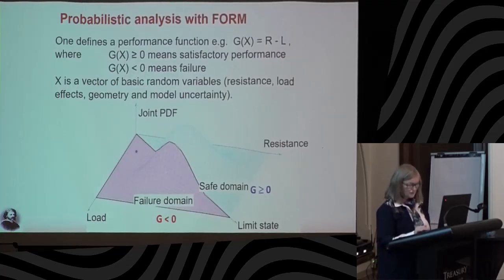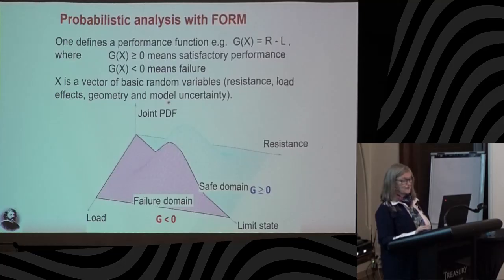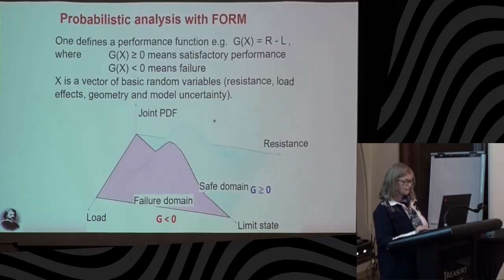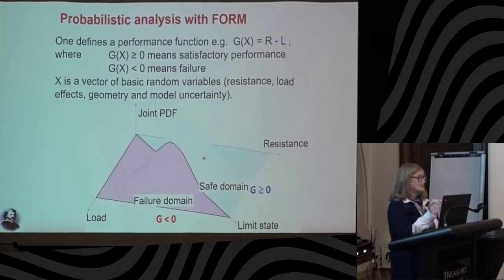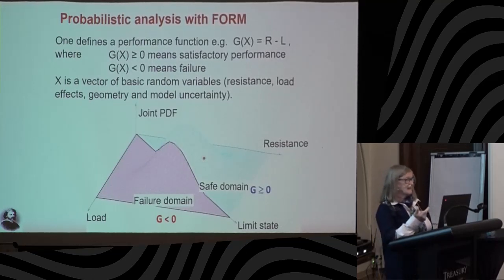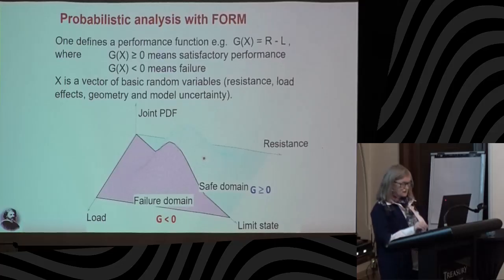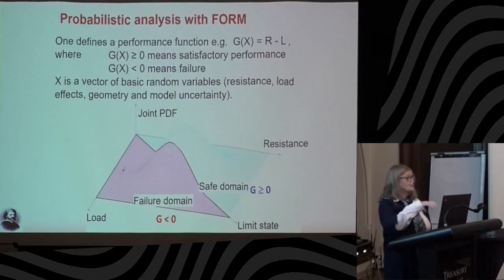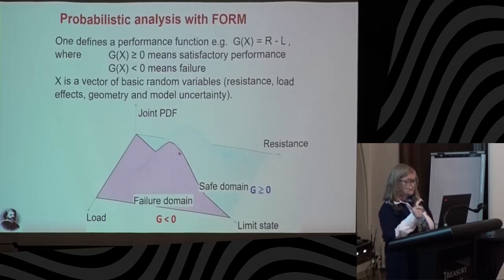And if you have 2 parameters, one is resistance, one is load, then this pink zone is what we call the failure domain, and the blue one is the safe domain, where the performance function is greater than 0. Now they're just 2 variables, but the resistance is friction angle, undrained shear strength, there's the unit weight, there's a number of parameters that come in there. But in just these 2 parameters, the surface may look something like that. Each of these uncertain parameters is what we call a random variable, where you have a mean, a standard deviation, and a distribution.